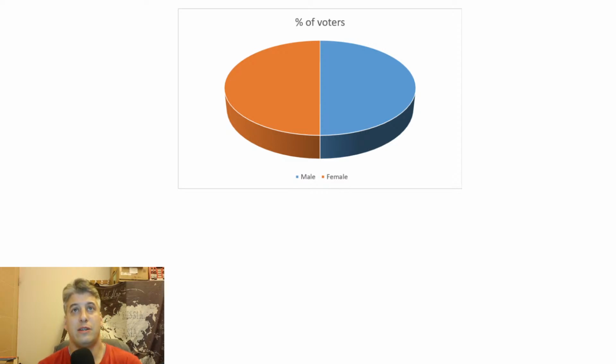If we look at the screen, we have a pie chart which is split down the middle, and it's all about the percentage of voters. And you can see below that we've got male and we've got female. So if you think about how we could describe any part of this pie chart, what sentence could we use? Just think about it for a moment.